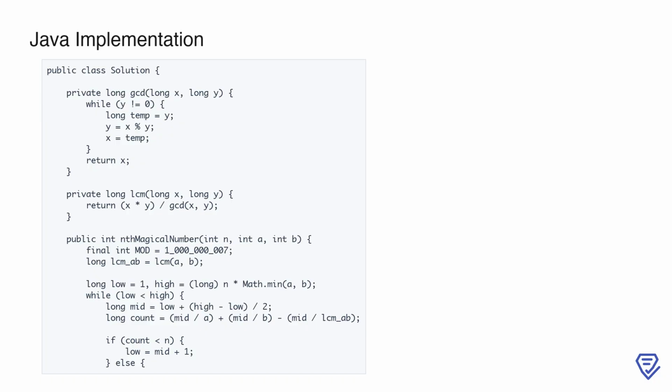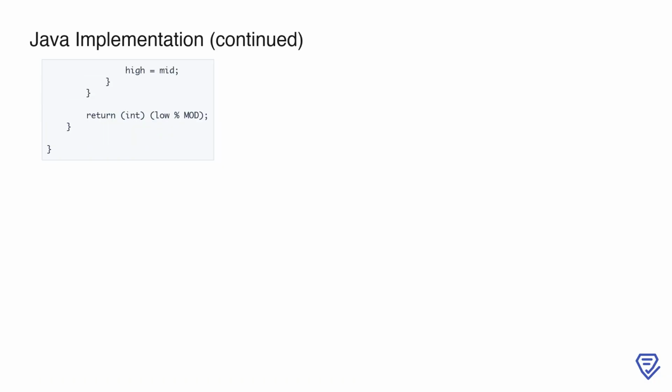If the count is less than n, it means we need to search in the upper half, so we adjust low to mid plus 1. If the count is greater than or equal to n, we narrow the search space by setting high to mid.